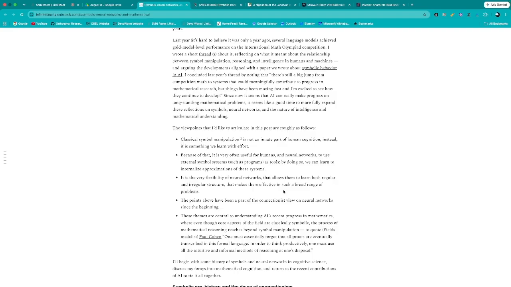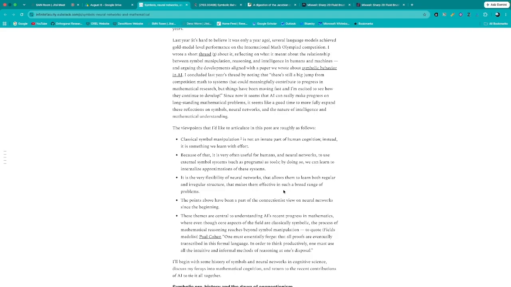Number three is that it is the very flexibility of neural networks that allows them to learn both regular and irregular structure that makes them effective in such a broad range of problems. The points above, 1 through 3, have been part of the connectionist view of neural networks since the beginning. So this is all part of the classical connectionist view, thinking about symbol manipulation and how humans use symbols.